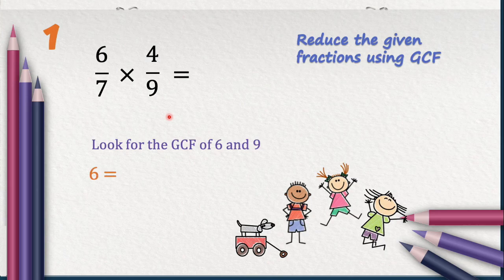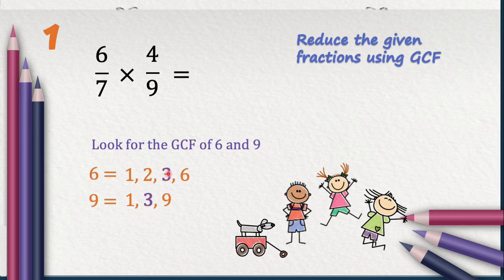Okay, so first, we have to list the factors of 6. So, what are the factors? 1, 2, 3, and 6, because 1 times 6 will give us 6 and 2 times 3 will give us 6. Then for 9, what are the factors of 9? 1, 3, and 9 only, because 1 times 9 is 9 and 3 times 3 is equal to 9. Since we look for the common factor, the greatest one, in this case we only have 3. So, therefore, the GCF of 6 and 9 is 3.